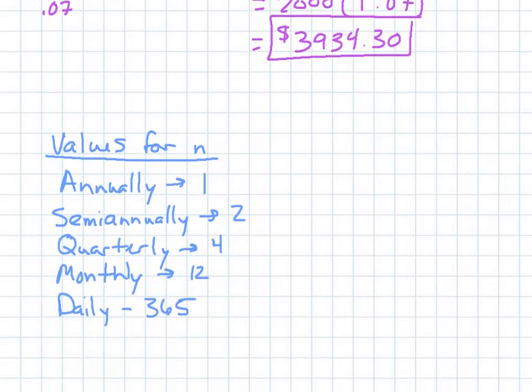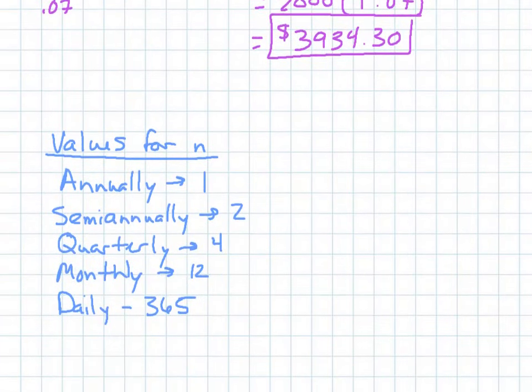Now, one thing for your notes is that n has different values, so just so you know what numbers to plug in for n. If it's annually, then it's once a year. Semi-annually would be 2. Quarterly would be 4, monthly is 12, and daily is 365.